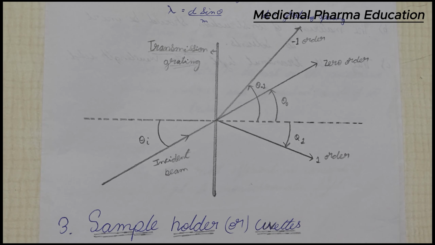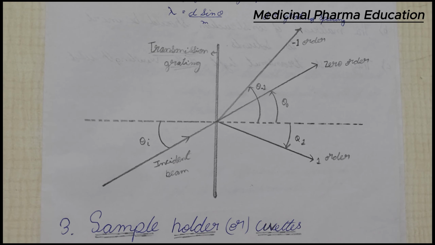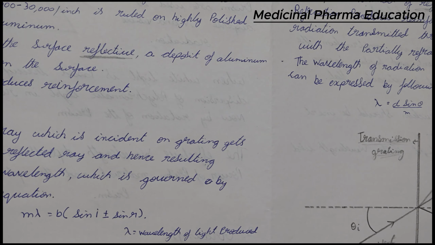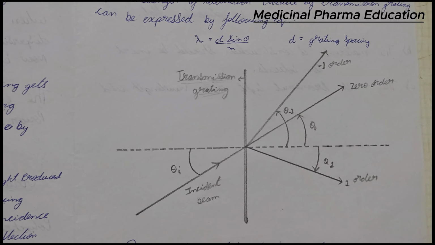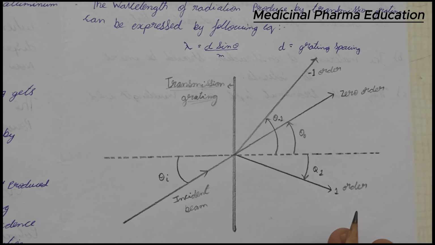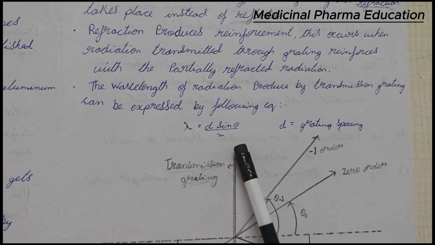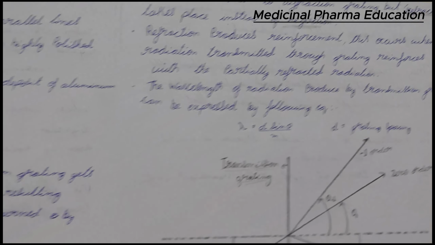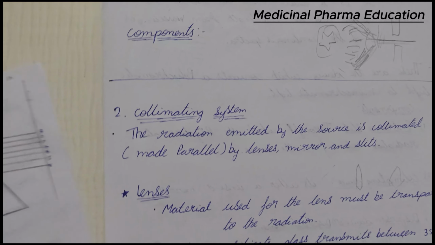This is the basic concept of monochromators. The basic concept of monochromators is conversion of polychromatic light into monochromatic light. In the exam you have to draw this diagram and explain the equation and what the principle is, reflection or refraction. That's the basic concept. I'll just give you the notes. You can copy the notes by pausing the video.